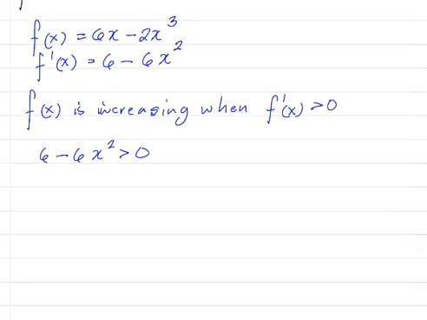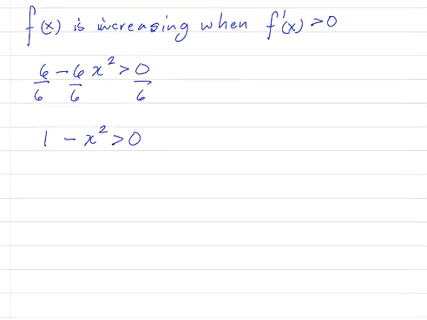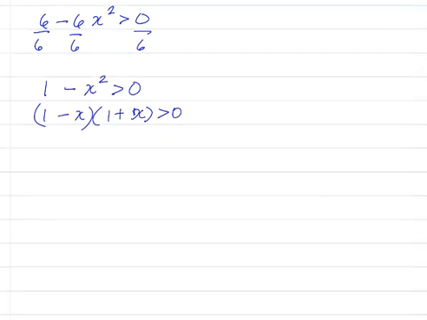So one thing I could do, maybe I could divide the entire equation by 6 to simplify it. Now I have 1 minus x squared is greater than 0. So if I factorize, I have 1 minus x, 1 plus x is greater than 0. I'm going to solve this inequality using sign tables.